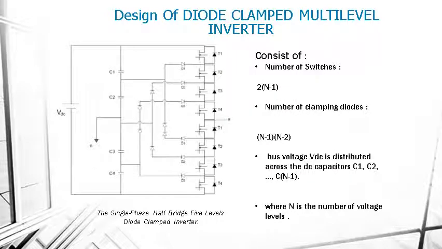Design of the diode clamped multi-level inverter. When designing a diode clamped multi-level inverter, we must choose the number of switches and the clamping diodes. The number of switches is (n-1) times 2, where n is the number of levels. The number of clamping diodes is (n-1) times (n-2). The bus voltage VDC is distributed across the capacitors C1, C2 to Cn-1 as shown in the figure.